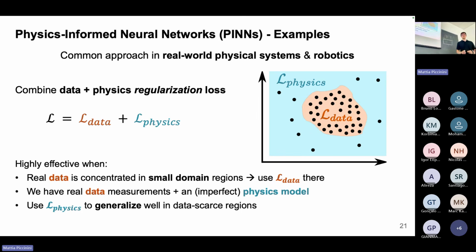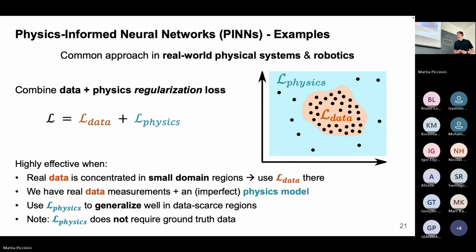And this is powerful because in this way, you can literally separate where you want to apply the data loss and where you want to apply the physics loss. And in this case, your neural network learns to approximate your data in the data region, but also learns to generalize quite well outside the data region, because at least it would be told to satisfy the physics where it has no data. And indeed, this is a quite powerful approach that I think more people should consider in physical systems.